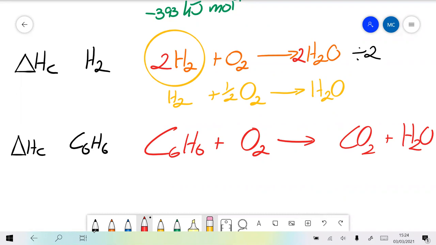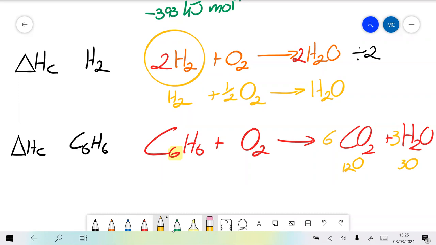So here we must have 6 carbons, which means we would have 6 CO2. And we must have 6 hydrogens, which means we will have 3H2O. And now, to balance the oxygens, we will need to have 15 oxygen atoms, 12 from the carbon dioxide and 3 from the water.